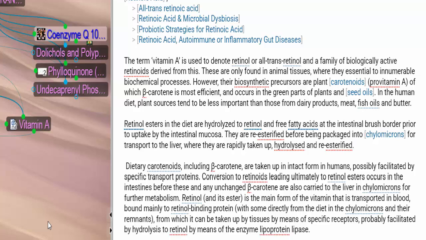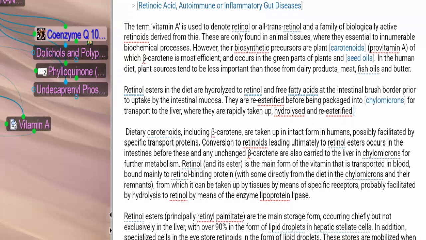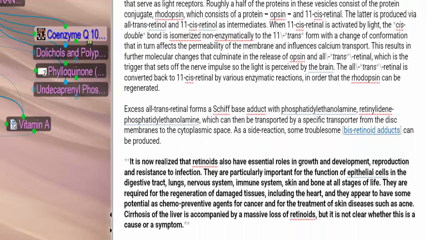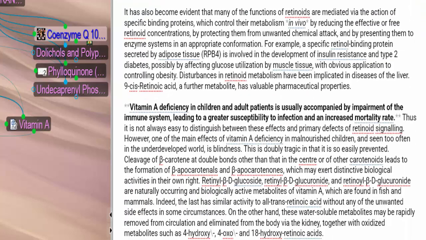In the human diet, plant sources tend to be less important than those from dairy products, meat, fish oils, and butter. So there are a number of processes that these have to go through before they're used by the body. And this section describes how they are synthesized and hydrolyzed, etc., before being used. Down here we see vitamin A deficiency in children and adult patients is usually accompanied by impairment of the immune system, leading to a greater susceptibility to infection and increased mortality rate.